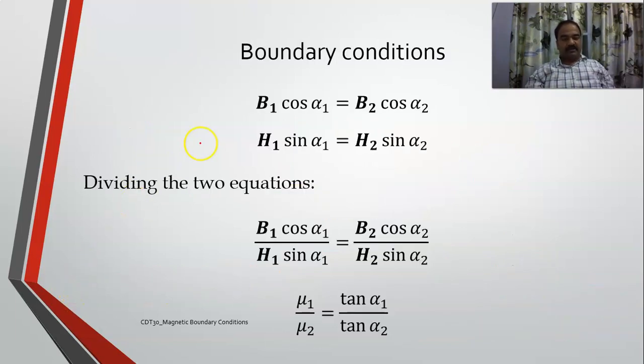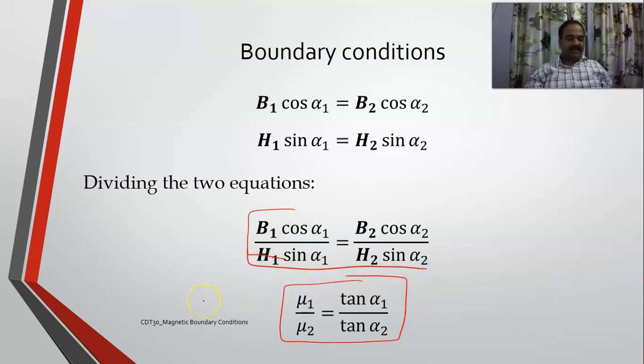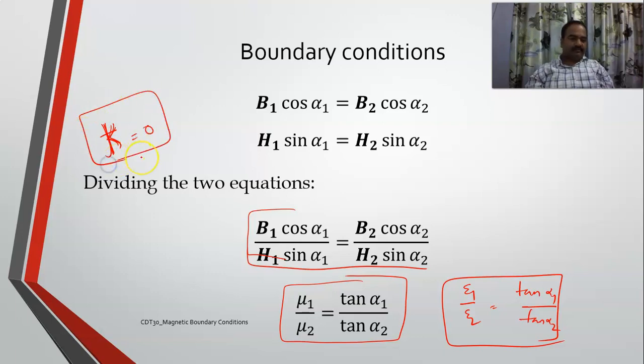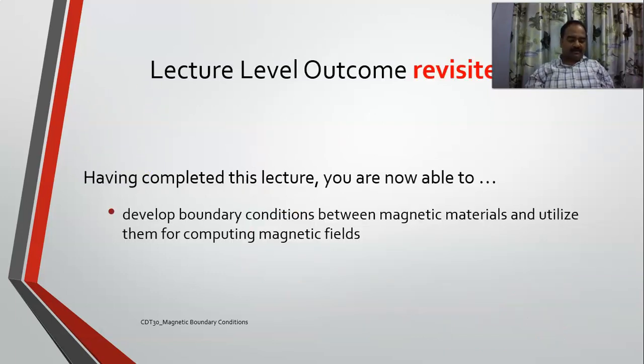Okay. Now if I join these two conditions, my final equation will come: mu1 by mu2 is equal to tan alpha 1 by tan alpha 2, which is very similar to that of my, isn't it? Which is similar to that of my electrostatic fields. The only difference between electrostatic fields and magnetostatic fields is that in this condition, both equations do look similar, but for that to happen, we should consider K is equal to 0. Current density K must be equal to 0.